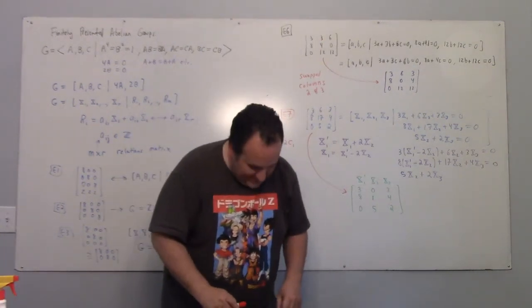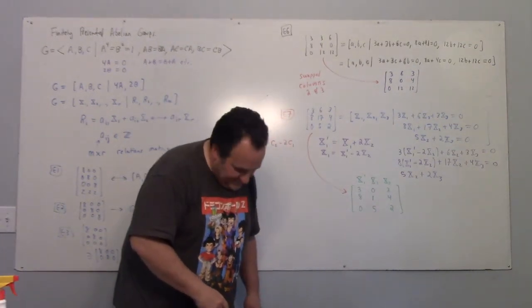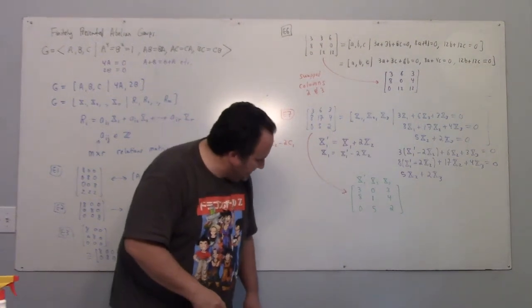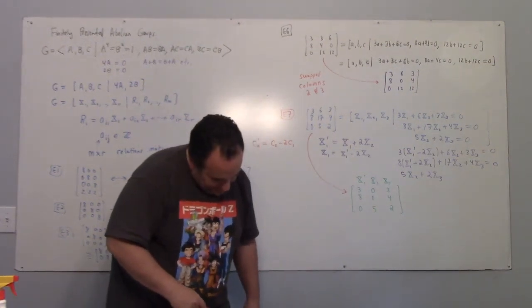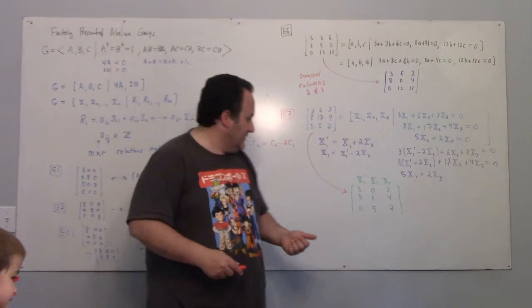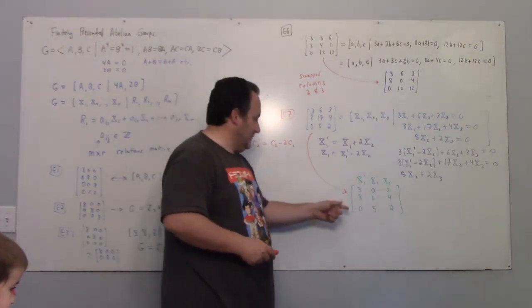I wonder if I did it right. 0, 1, 5, 3, 4, 2. Yeah, we got the matrix right. And he said, yeah, it's C2 minus 2C1. C2 minus 2C1 is what we did.